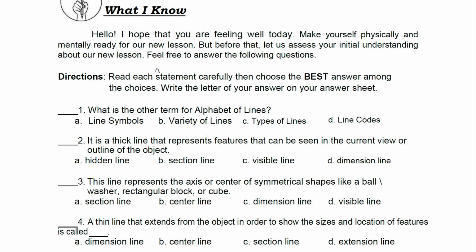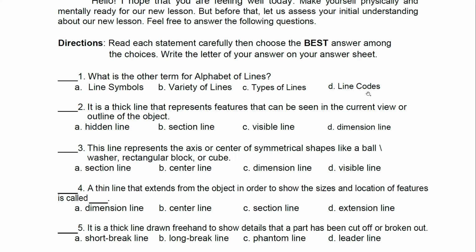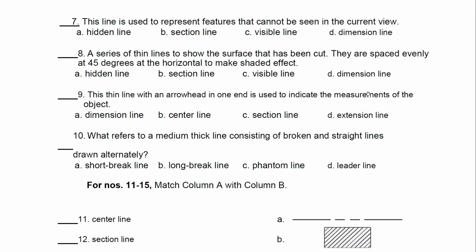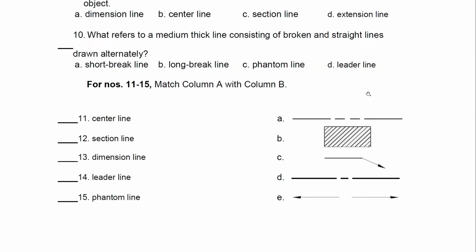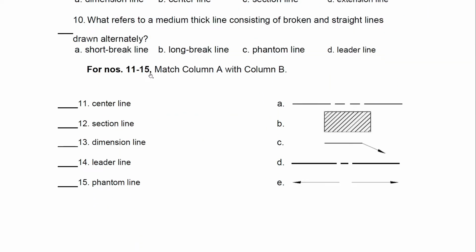So read each statement carefully, then choose the best answer among the choices. Write the letter of your answer on your answer sheet. So we have 1 to 10 multiple choice, and then for number 11 to 15, match column A with column B. So this one is the column A, and then match it with the column B. So write only the letter of your answer.